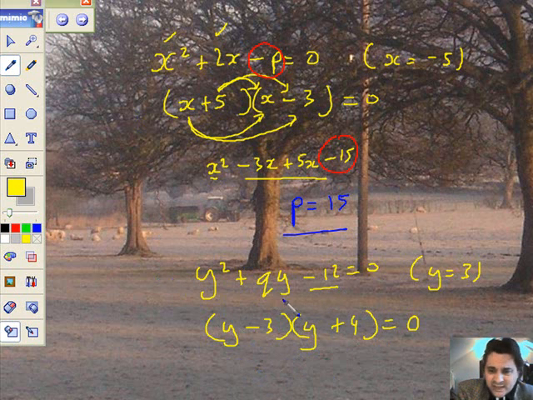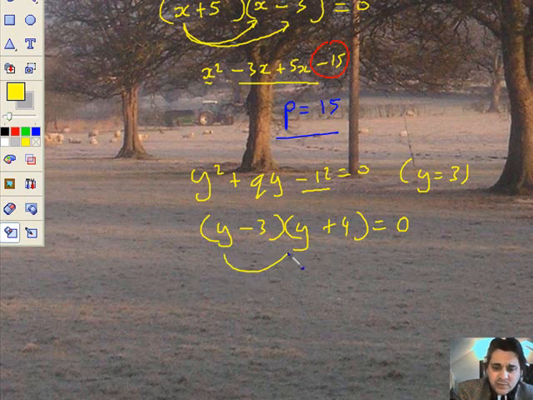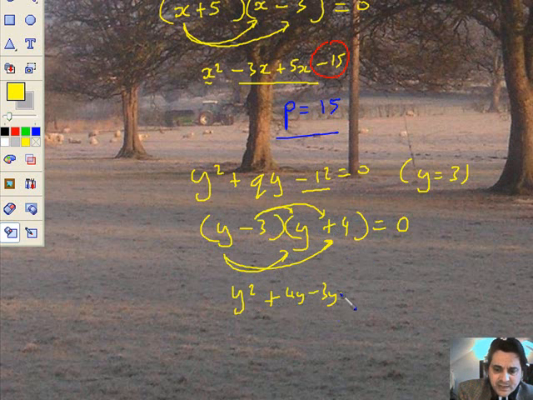Now, if I multiply out, I need to see what happens in front of that y in the middle. Bust it open. There you go. y squared plus 4y. That's going to be minus 3y. And there's the minus 12 I told you about. Simplifying, I've got y squared plus a single y, because 4y take away 3y is 1y, take away 12 equals 0.